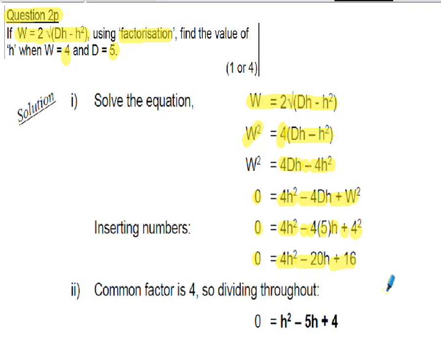I now notice there's a common factor in every term of 4, so I could divide throughout by the 4 just to simplify the numerical work. So divide the left hand side by 4, I get 0, divide the right hand side by 4, I get h squared minus 5h, that's the 20 divided by 4 gives 5, plus the 4, 16 divided by 4 gives 4.